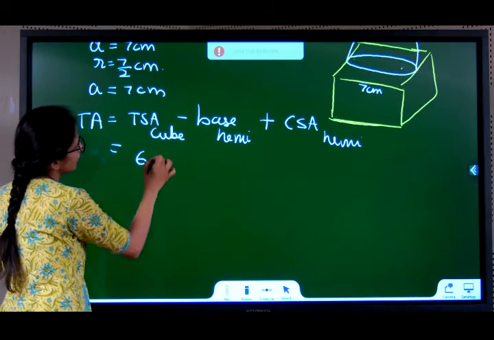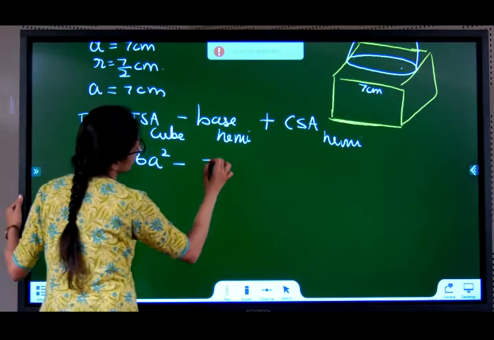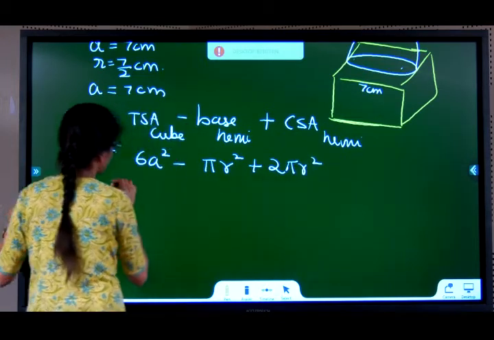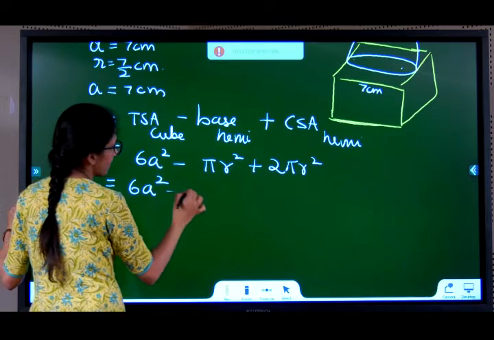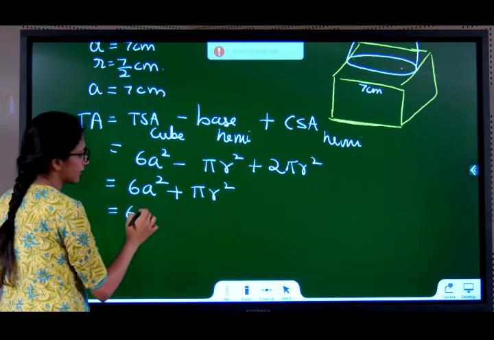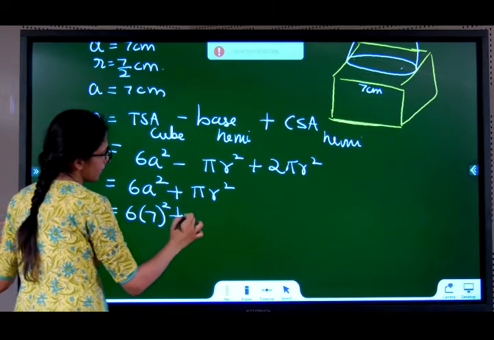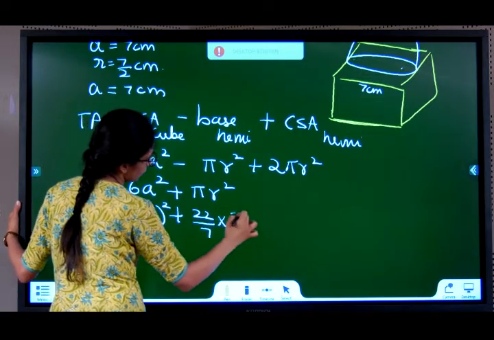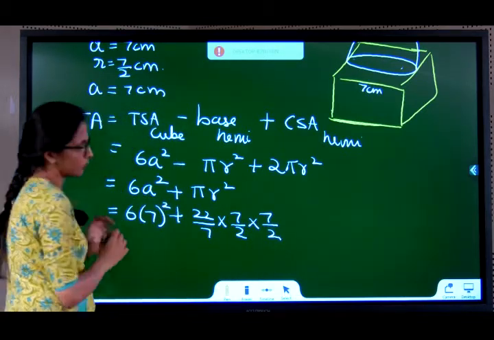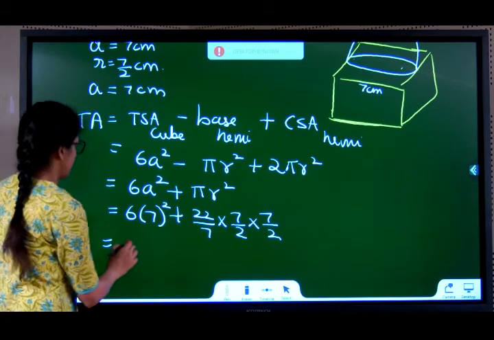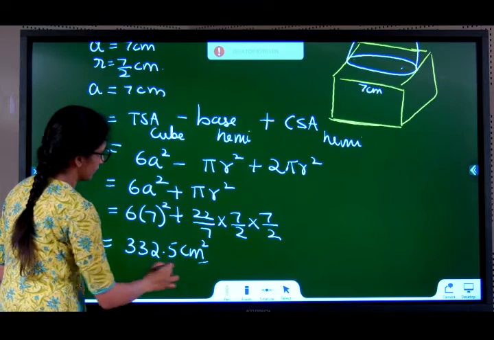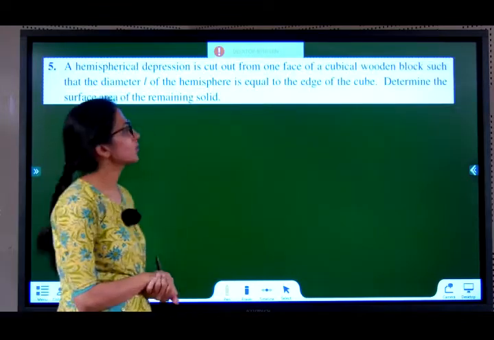TSA of cube 6a square minus pi r square plus 2 pi r square. So 6a square plus pi r square. 6 into 7 square plus 22 by 7 into 7 by 2 into 7 by 2. On solving this, we get 332.5 centimeter square.